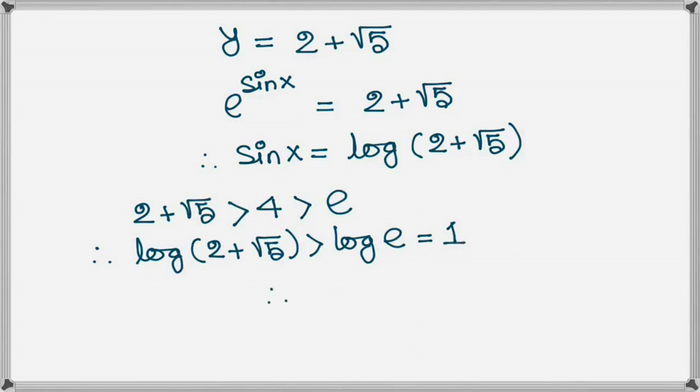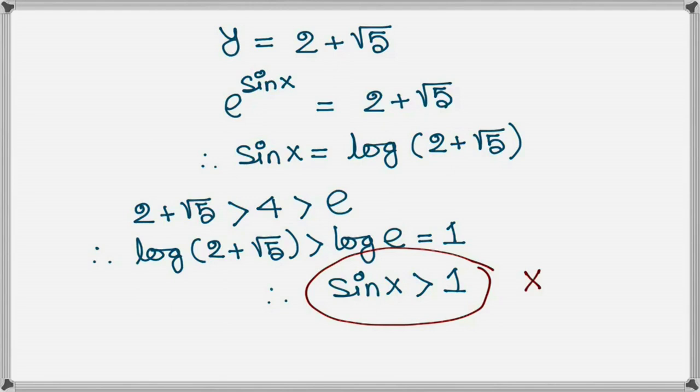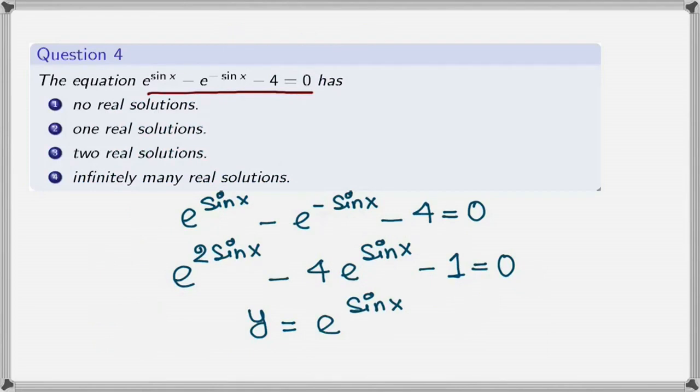So therefore we are getting that sin x is strictly bigger than 1, which is not possible, as we know that for any real number x, sin x is always bigger than equals to minus 1 and less than equals to plus 1. So therefore sin x bigger than 1 is not possible. So we get that this equation is not having any real solutions.